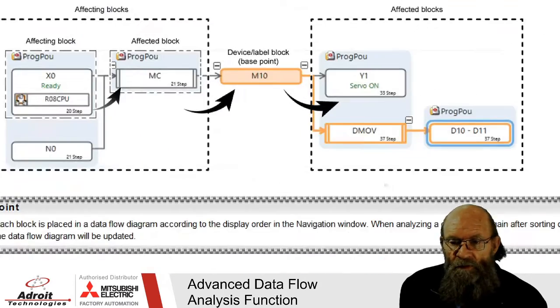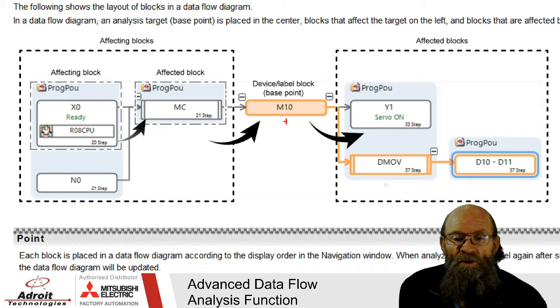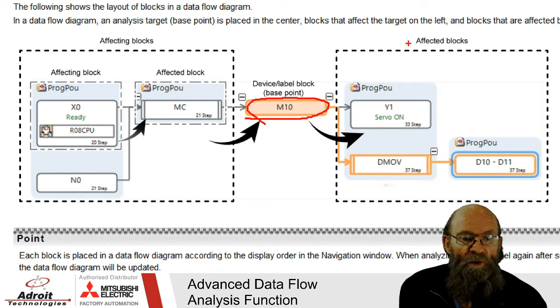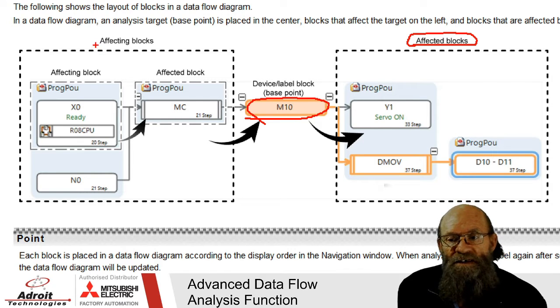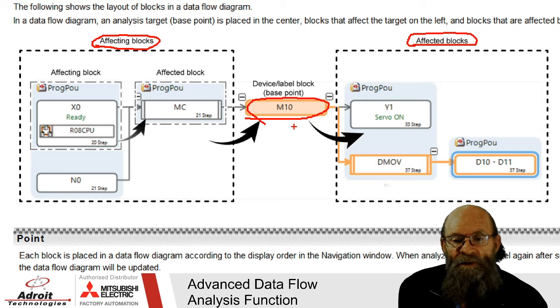So if we look at a label or a device, what the data flow analysis function will do for us, it will show us what will be affected by this label or device, and also on the other side is what's going to be affecting the label, okay, in your design. So it makes it quick for us to find how the label or device drives the following code, and also how your code is driving this device or label. Okay.